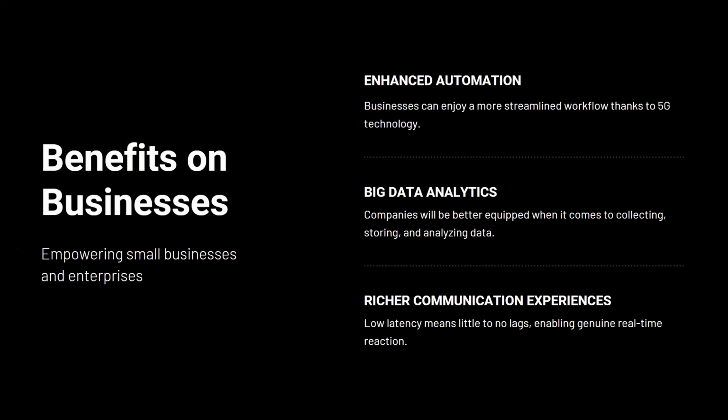Then the next part is big data analytics. We know that as multiple devices are connected in a network, the amount of data in that particular network will also be high. So they can deal with and analyze huge amounts of data. That will also happen.